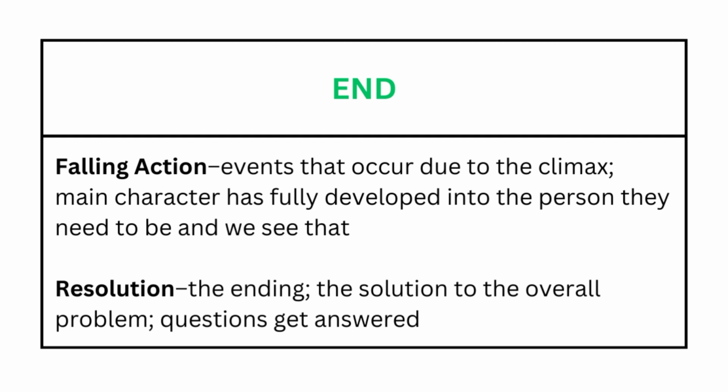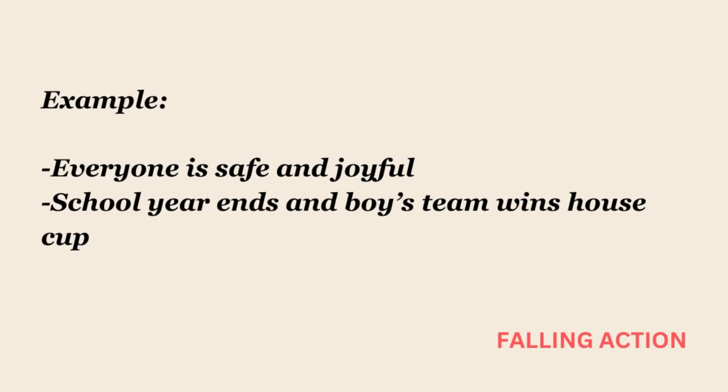The falling action are the events that occur due to the climax. The main character has finally developed into the person they need to be, and we see that. For example, everyone is safe and joyful, the school year ends, and the boy's teammates win the house cup.